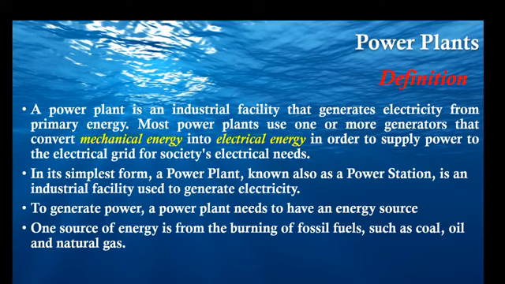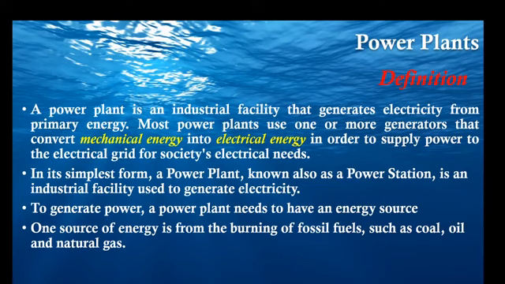The classifications of power plants are mainly in five types. The types of power plants are mainly classified into five types. The first one is the thermal power plant, or otherwise a steam power plant. The second one is the nuclear power plant. The next one is the wind power plant, the fourth one is the solar power plant, and the last one is the hydroelectric power plant.